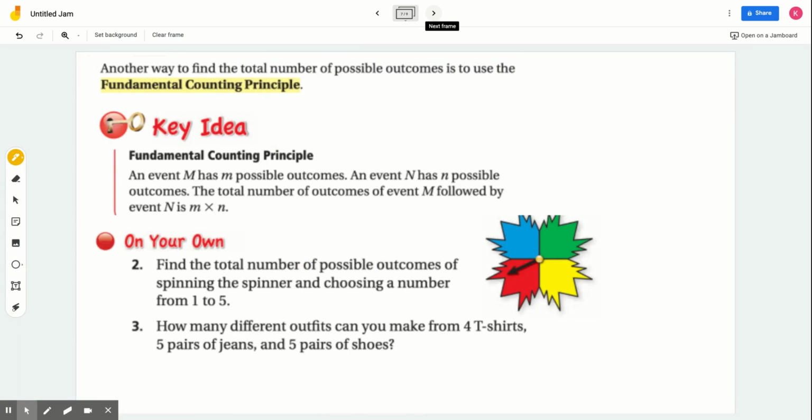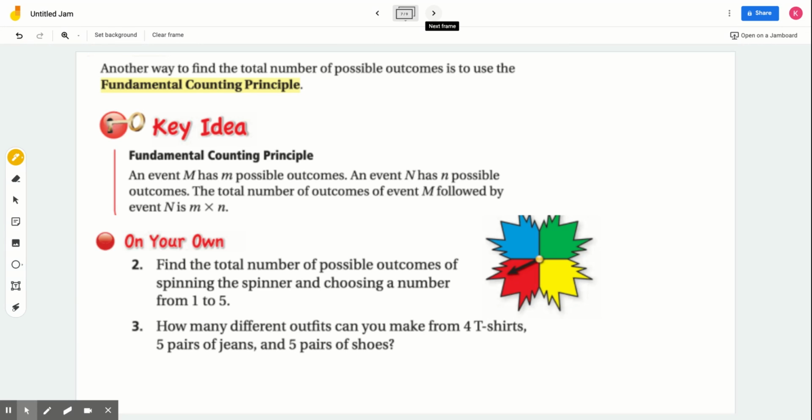Another way to find the total number of possible outcomes is to use the fundamental counting principle. The fundamental counting principle says an event M has M possible outcomes. An event N has N possible outcomes. The total number of outcomes of event M followed by event N is M times N. So this is just saying that we can multiply the number of outcomes to find our sample space, the total outcomes that there could be.